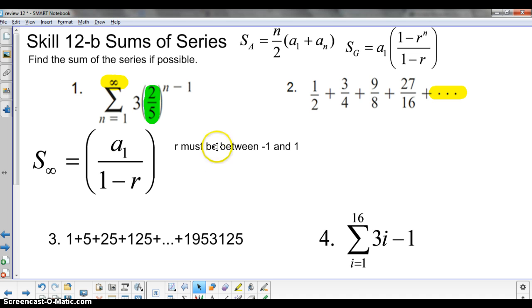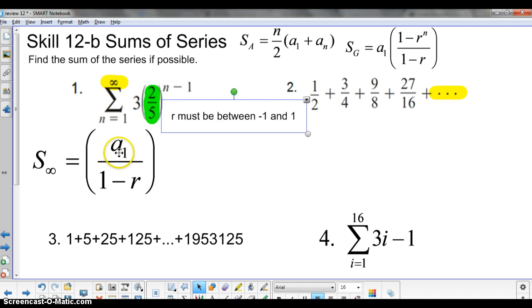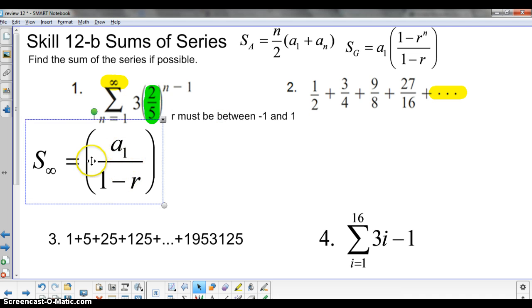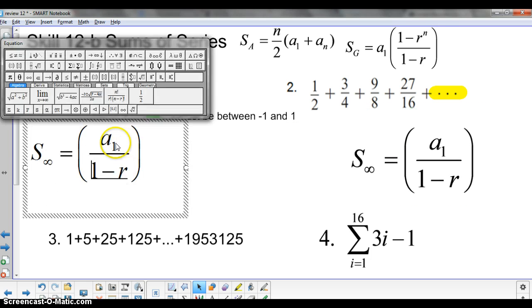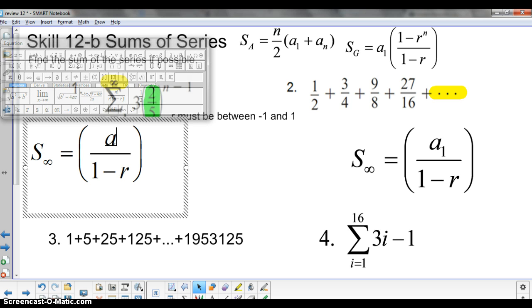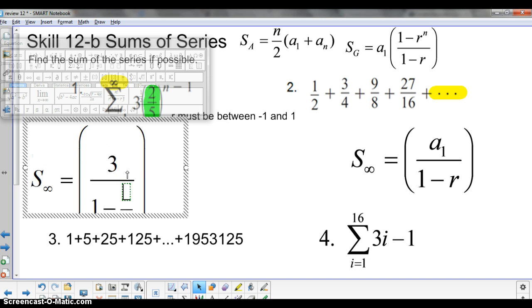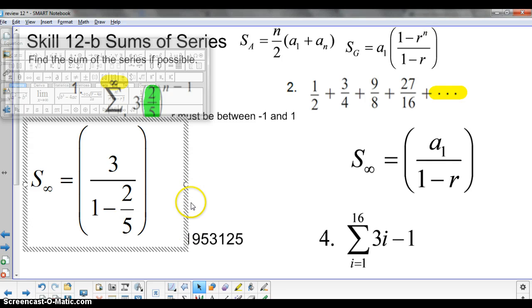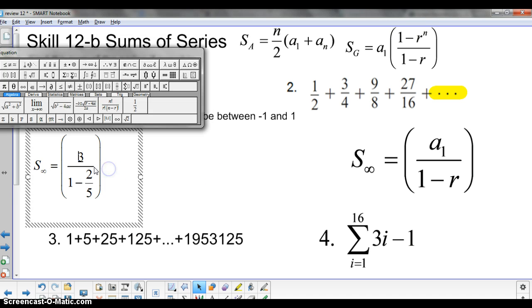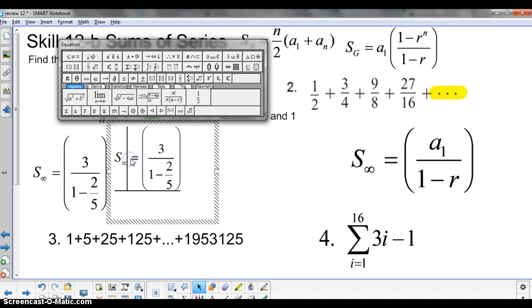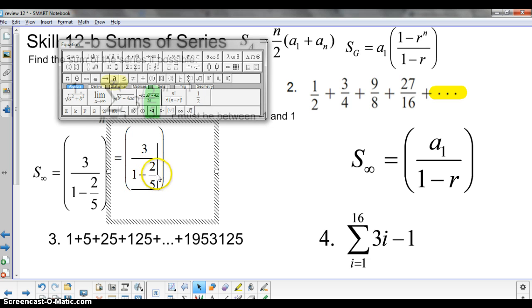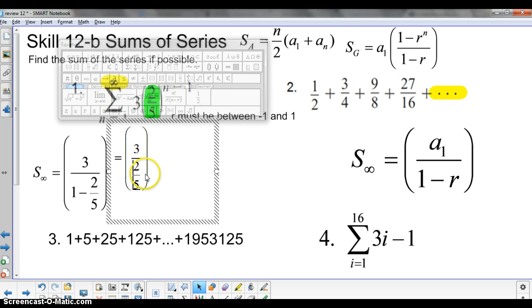So now it's really just as simple as plugging in the two values you need, a sub 1 and r. So I'm going to duplicate this over here. We will need this one again. And I will substitute in 3 here on top, and then 1 minus 2/5. And to simplify this, let's duplicate it again. 1 minus 2/5 is going to be 3/5.